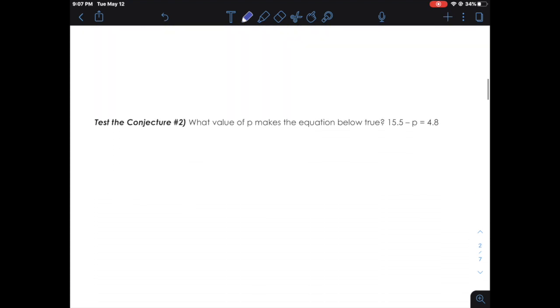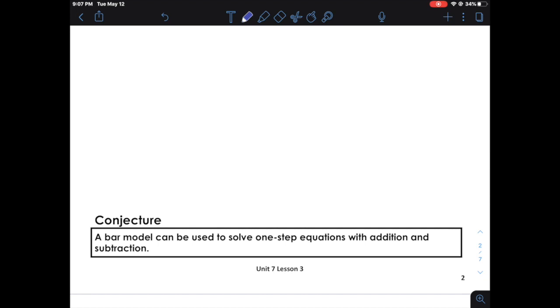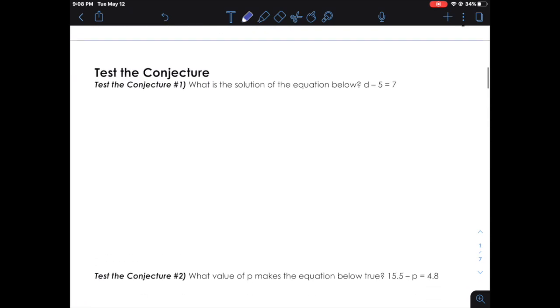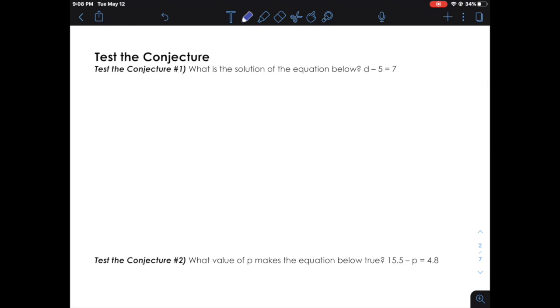All right, so we're going to test the conjecture. Let's go down and see what it is. It says a bar model can be used to solve one-step equations with addition and subtraction. So that's exactly what we just did on the front page. So let's go ahead and start with test the conjecture number 1. It says, what is the solution to the equation below? And then we have d minus 5 equals 7. So this is a subtraction problem. That means the number that we're subtracting from is our total. So d is going to be our total this time. And that means that 5 and 7 are both parts.